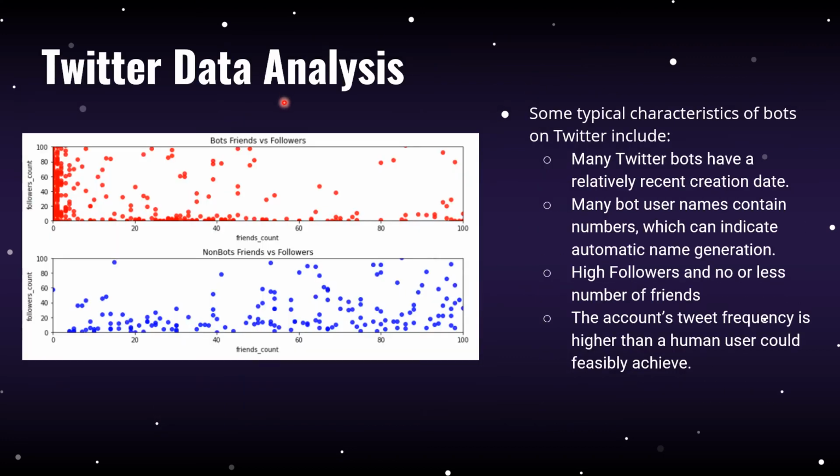In Twitter data analysis, some typical characteristics of bots on Twitter include: many Twitter bots have a relatively recent creation date. Many bot usernames contain numbers, which can indicate automatic name generation. High followers and no or few friends is another factor. And the account's tweet frequency is higher than a human user could feasibly achieve. These were some of the points which we found out after a lot of research on how to differentiate whether a user is a bot or a normal human user.